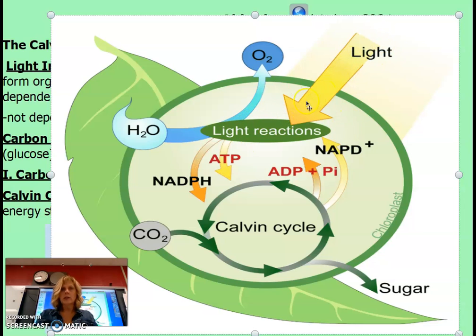But these light reactions, you see, are dependent on light. And then here's the Calvin cycle. So things feed into this Calvin cycle. And this is where you can see carbon dioxide enters this cycle, and that carbon is converted to glucose. So that's the organic molecule that is the output of that cycle.